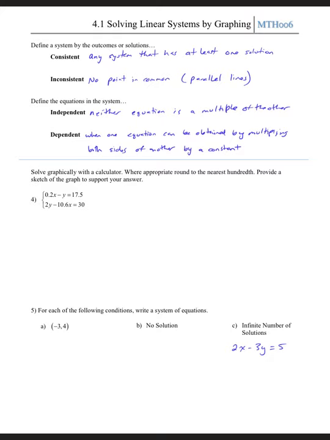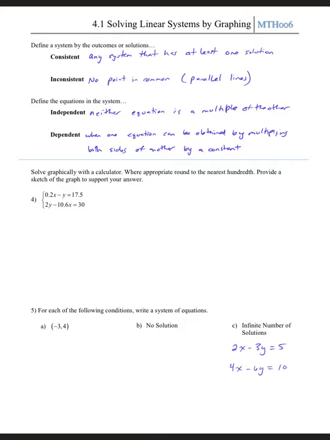If I take each of these terms, meaning the 2x, the negative 3y, and the 5, let's say we multiply everything there by a 2. 2 times 2 is 4x. 2 times a negative 3 is negative 6y. 2 times 5 is 10. This would be an example of dependent equations because we can multiply everything here by the same constant to build this one.